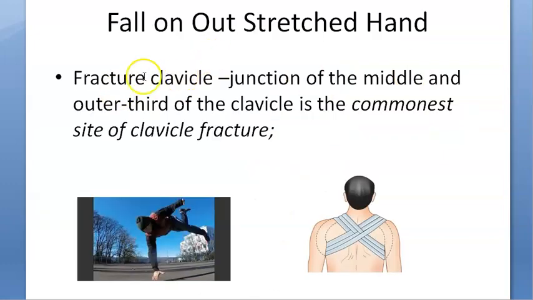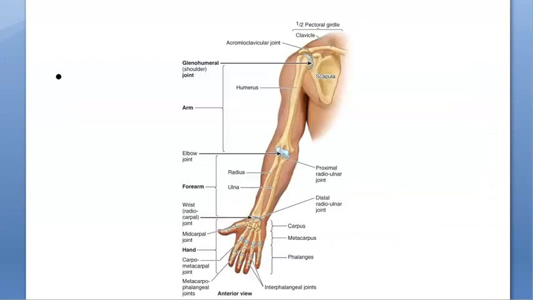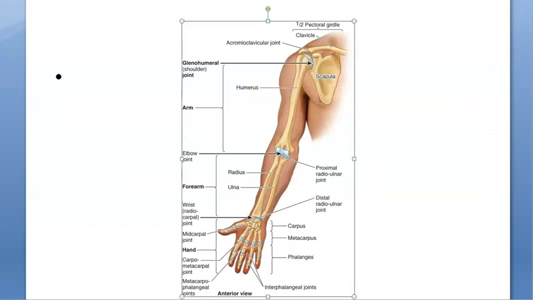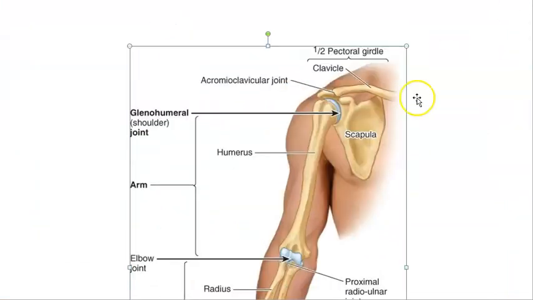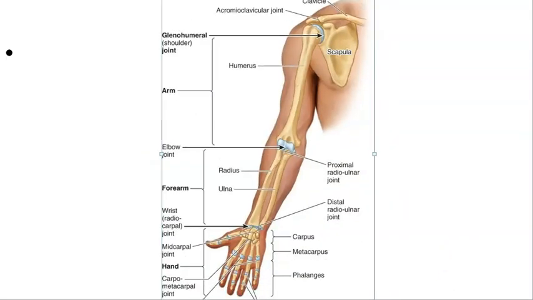Now let us look at the fracture of the clavicle. The junction between the middle and the outer third of the clavicle is the most common site of clavicular fracture. So where is the clavicle? Let's zoom in and see what they are trying to say here. The clavicle, you divide it into three parts. When you divide, this is the middle and this is the outer, right? Between the middle and the outer third is where it is going to fracture very commonly. So that is the common site of fracture.